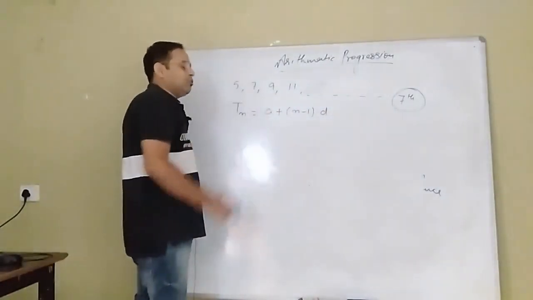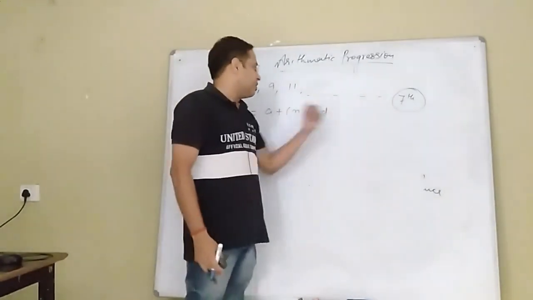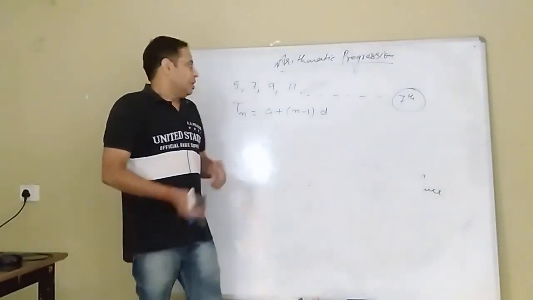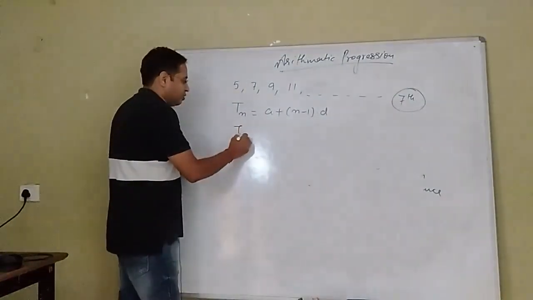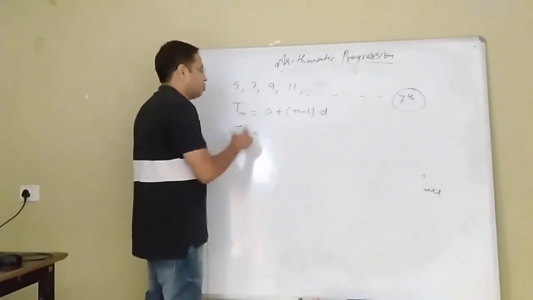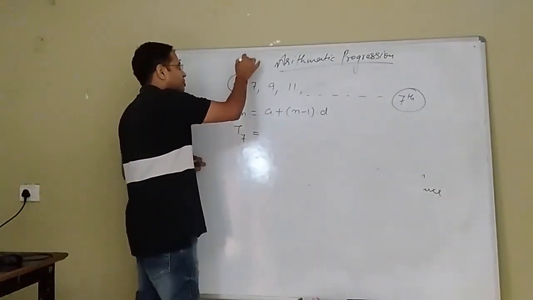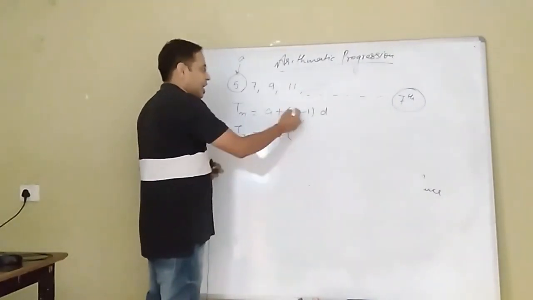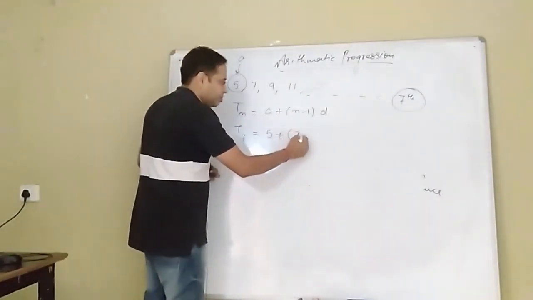So here, since we need to find out the 7th term of the AP, therefore this n will be replaced by 7. Okay? So we need to find out T7. T7 denotes the 7th term of the sequence, which is equal to a. What is the value of a? The first term of this AP. That we will write 5 plus the value of n we have taken, 7 minus 1.